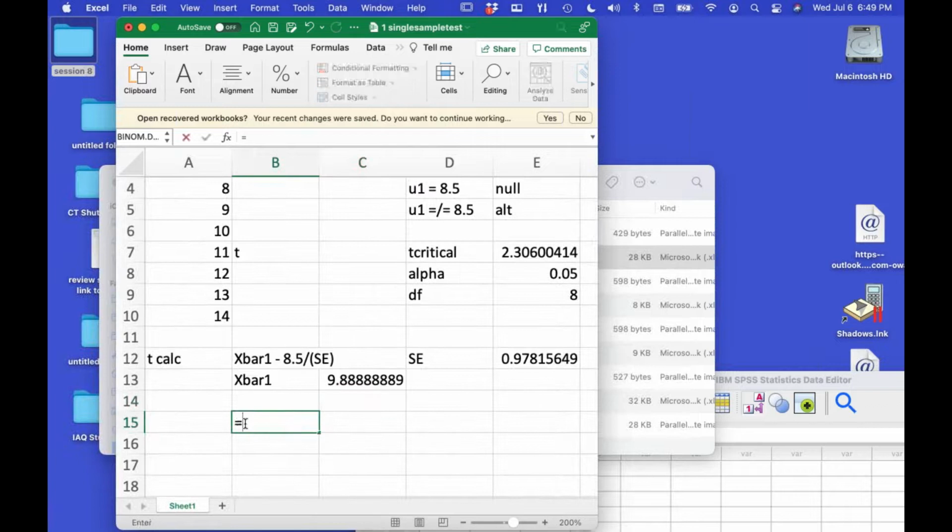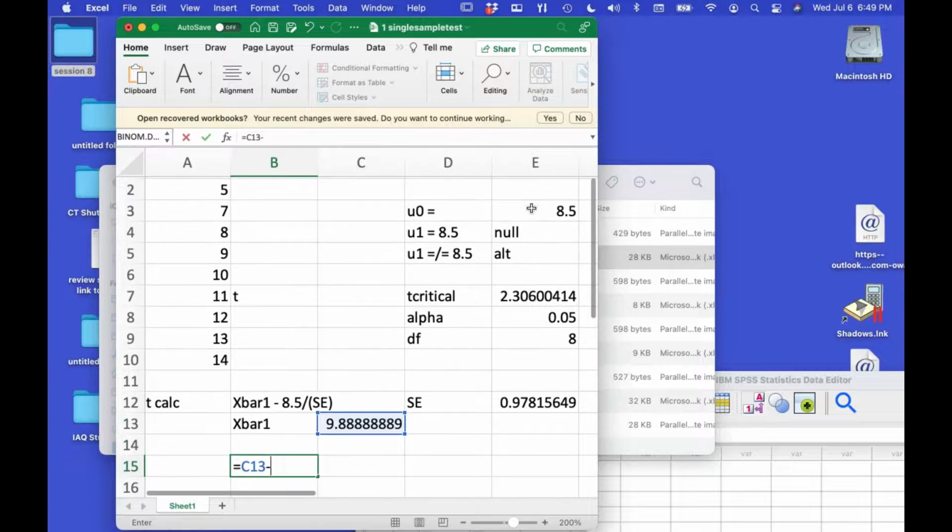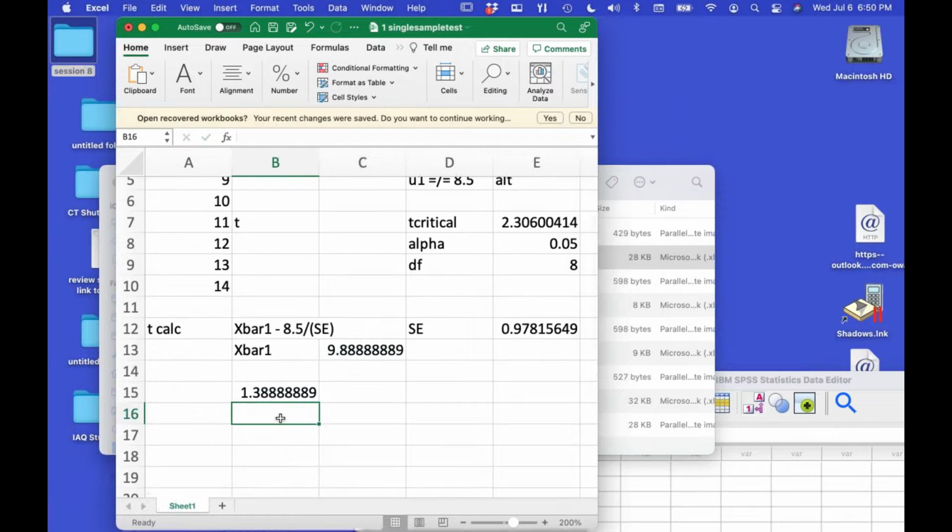The top part of my numerator is going to be the difference between x bar 1 minus mu 0, which is 8.5. The bottom part is going to be my standard error. My standard error I calculated over here: the standard deviation divided by the square root of the sample size. So my t calculation is going to be the numerator divided by the denominator. And that's going to become a t-score of 1.599.